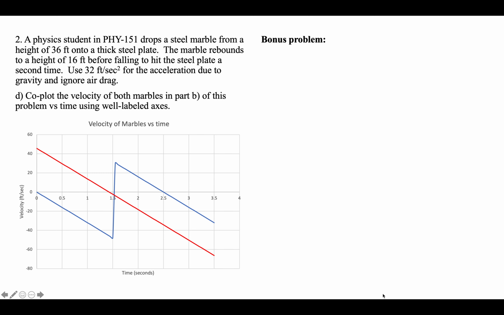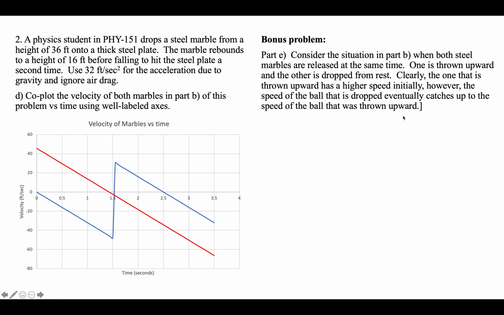There's a bonus problem for this problem. Consider the situation in part B when both steel marbles are released at the same time. So this is part B. One is thrown upward at 45.7 feet per second. The other one is released. The one that's thrown upward has a higher speed initially. However, that ball is slowing down. The one that's dropped is speeding up. Eventually, the one that's dropped catches up to the speed of the ball that was thrown upward. The speed of the one that's dropped becomes bigger.